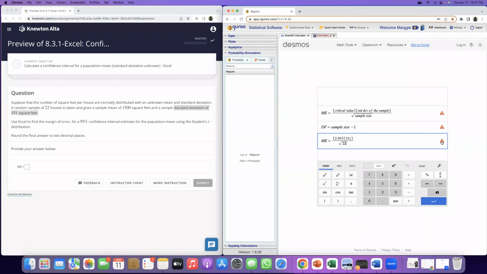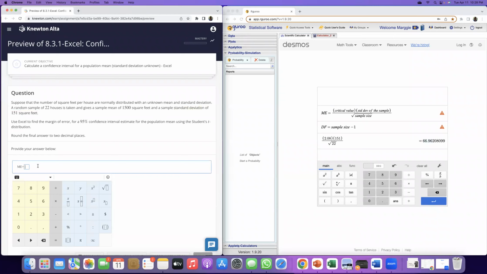All right. I have this because I cannot do ME, so I'm going to delete this, but we are finding the margin of error. All right. So the margin of error seems to be 66.96. So I need 2 decimal places. So then the margin of error is 66.96.